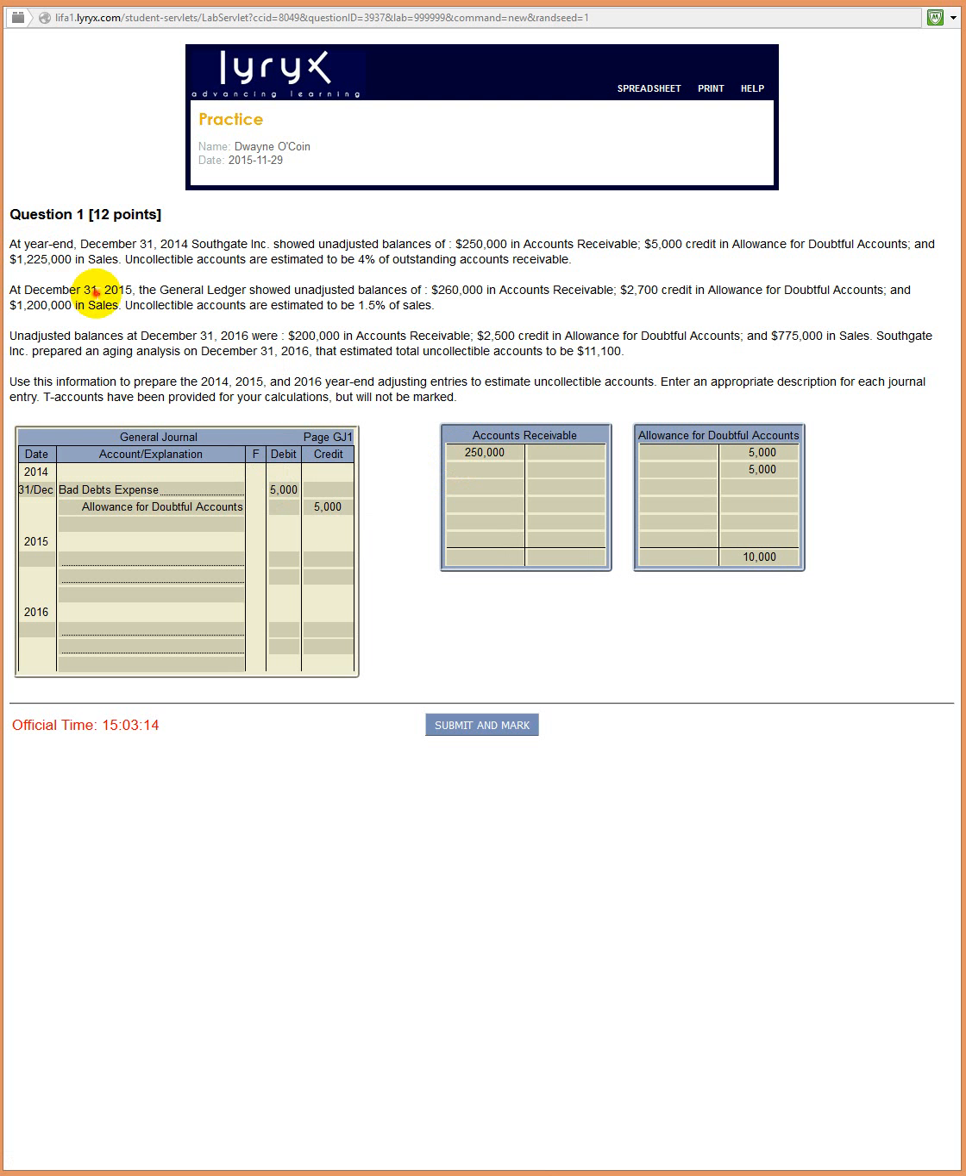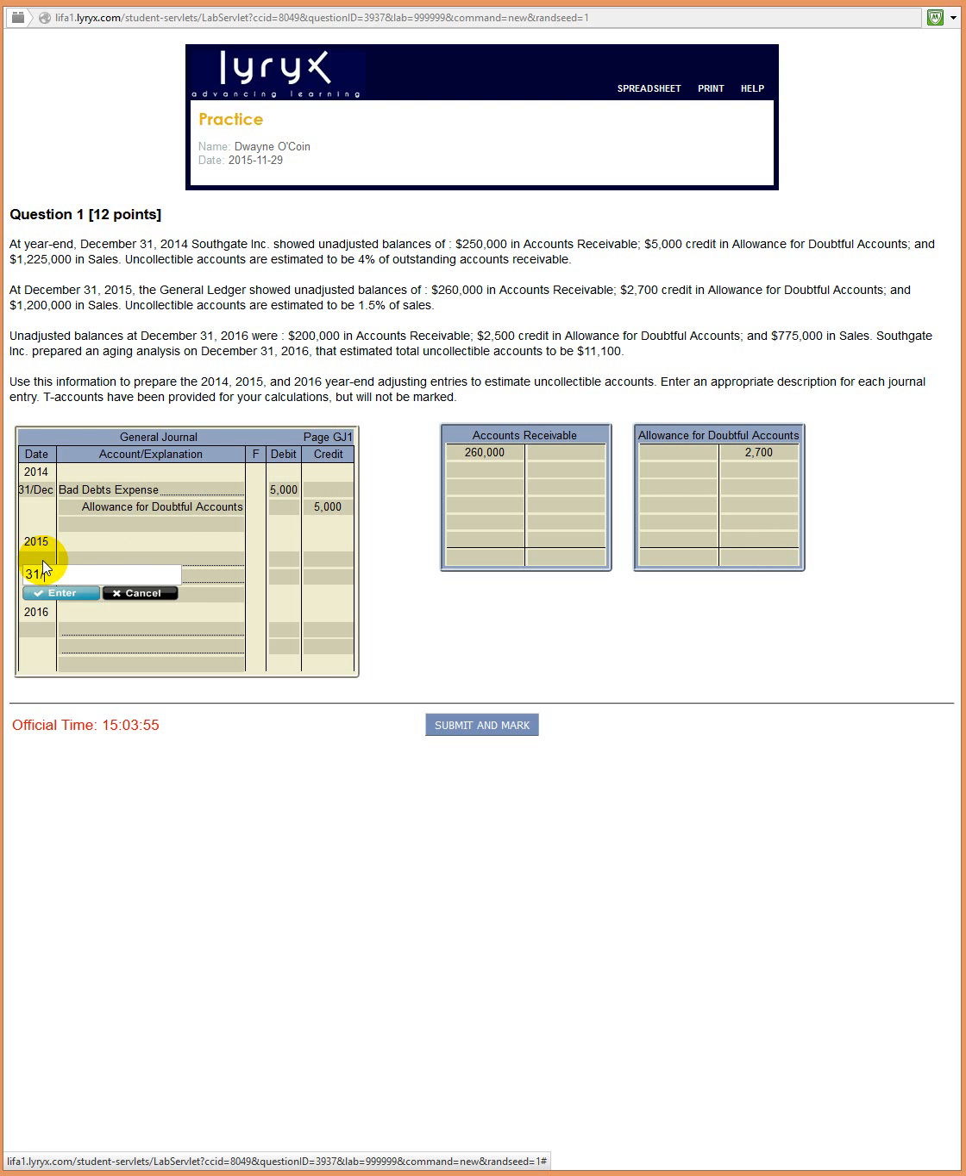Then December 31st, 2015, the general ledger showed unadjusted balances of $260,000 in accounts receivable, $2,700 credit in the allowance for doubtful accounts, and we'll have to take that one out, and $1.2 million in sales. Uncollectible accounts are estimated to be 1.5% of sales. So it doesn't matter what the balance is.